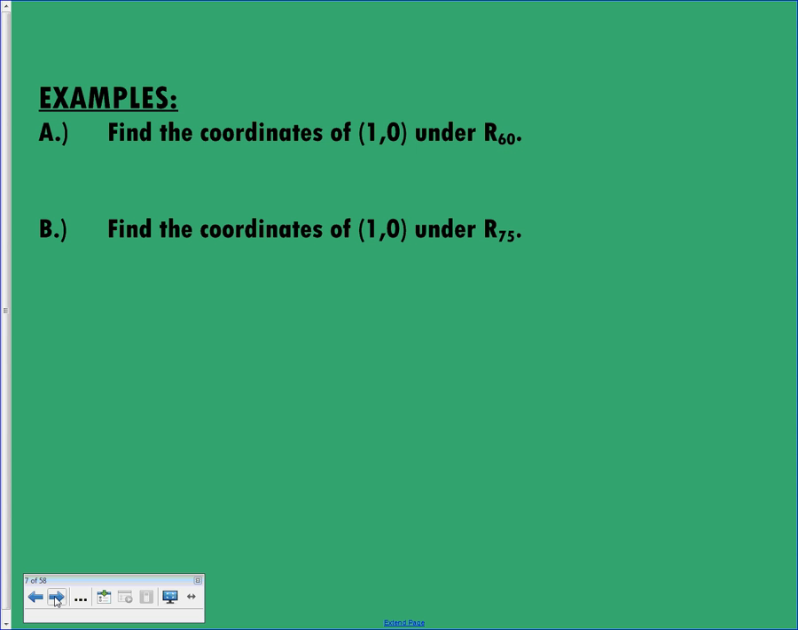So example A, find the coordinates of (1, 0). Okay, that just means on the unit circle, under a rotation of 60. So this just means 60 degrees. So I want you to look at that unit circle that you just wrote down, go up to 60 degrees, and the ordered pair there was (1/2, square root of 3 over 2).